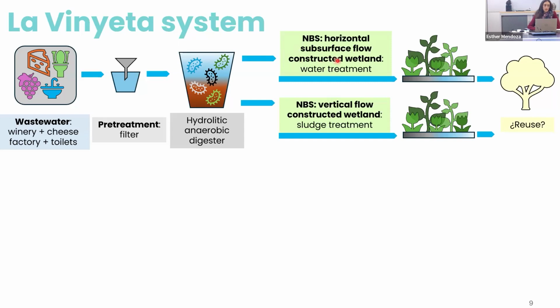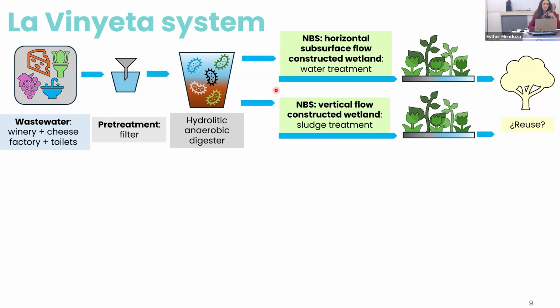So the water passes through a horizontal subsurface flow constructed wetland. This means that the water is below, we cannot see the water, so we avoid the mosquitoes, smells, and everything. And then the flow is horizontal, so it means that the wetland is constantly flooded. So we have mainly anaerobic conditions.